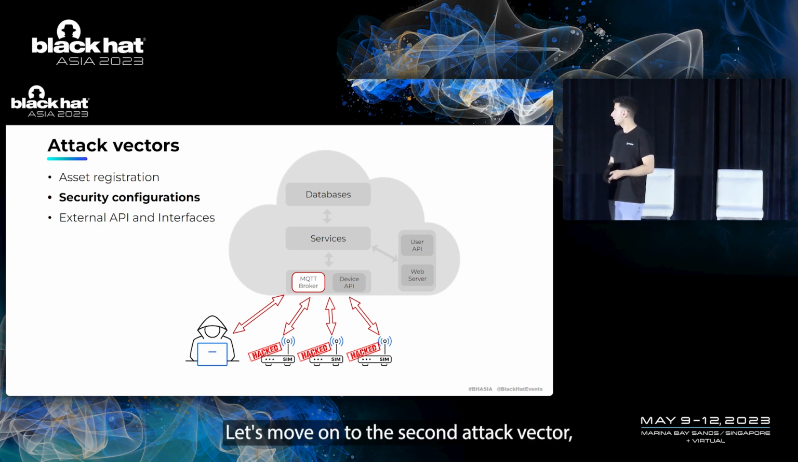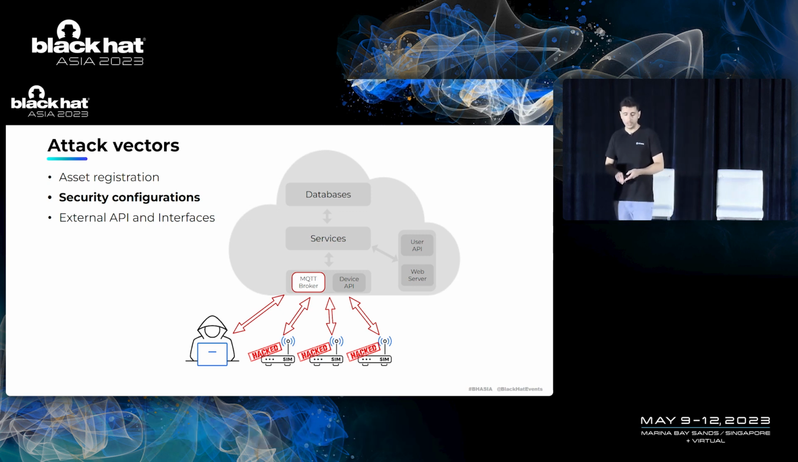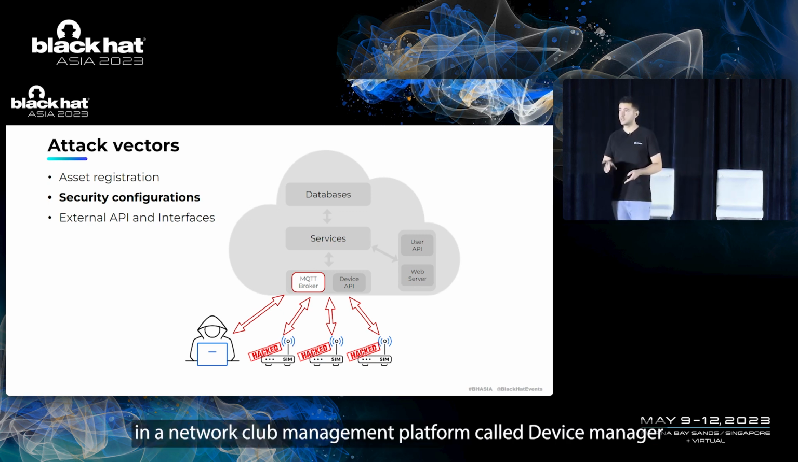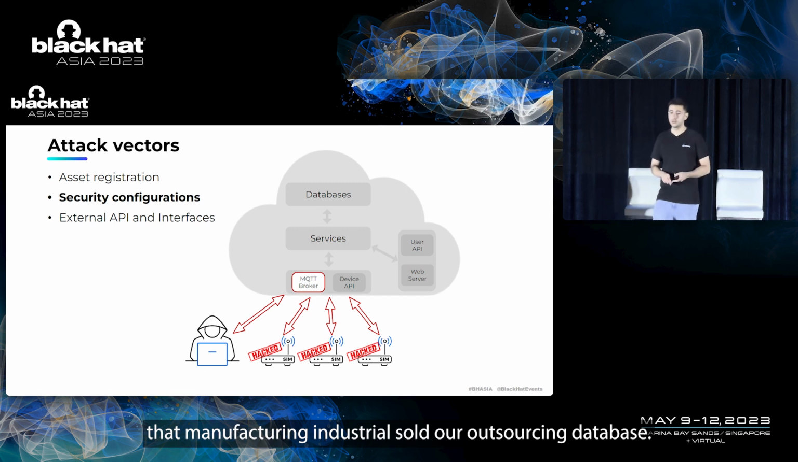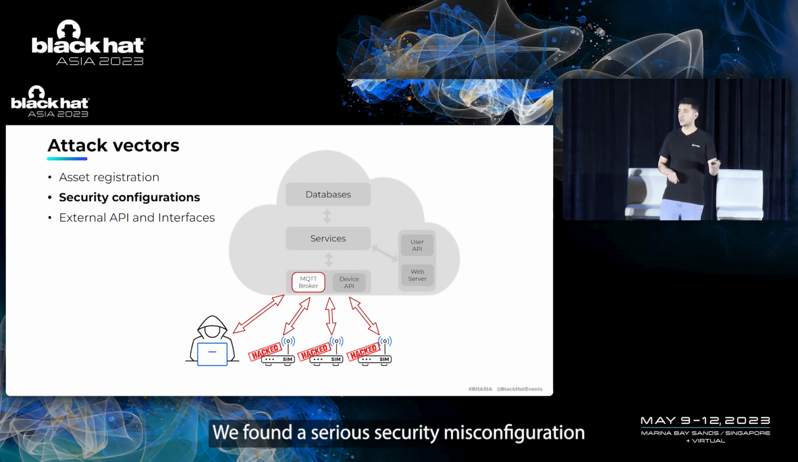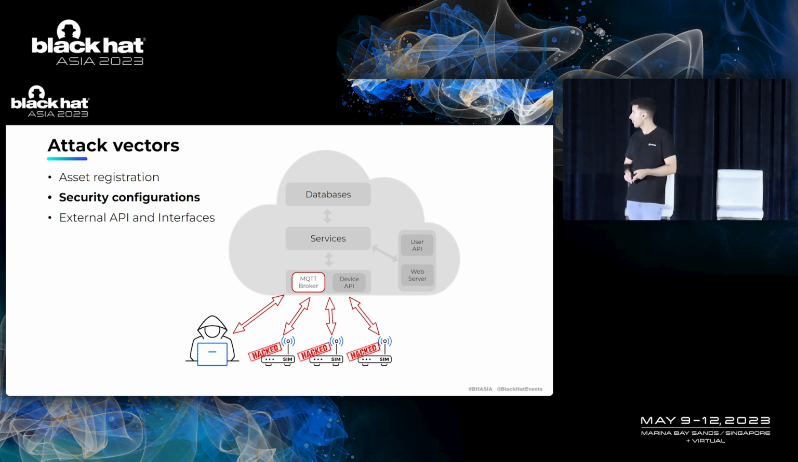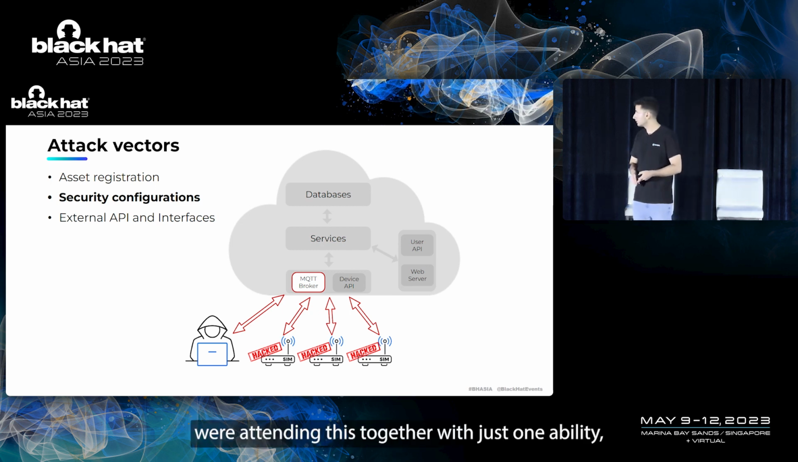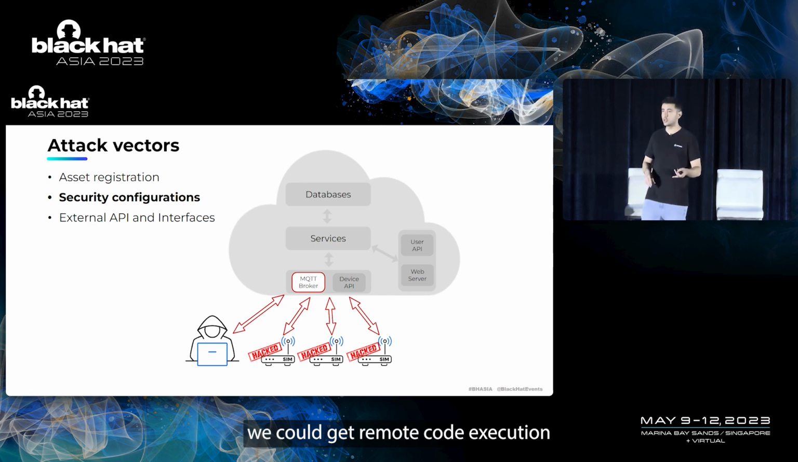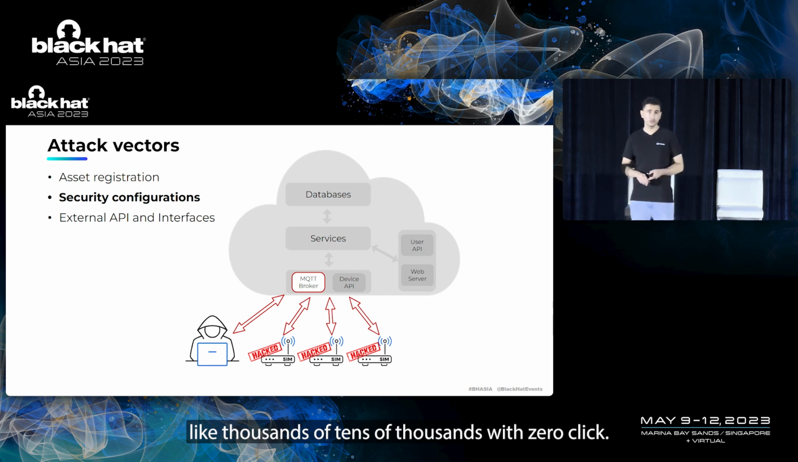Let's move on to the second attack vector, weak security configurations on different cloud components. Here we will focus on InHand Networks' cloud management platform called Device Manager. InHand Networks is one of the leading vendors manufacturing industrial cellular routers and gateways. We found a serious security misconfiguration in the MQTT broker part of their cloud management platform. Chaining this together with a vulnerability in the device firmware, we could get remote code execution on every cloud-connected router, tens of thousands, with zero click.